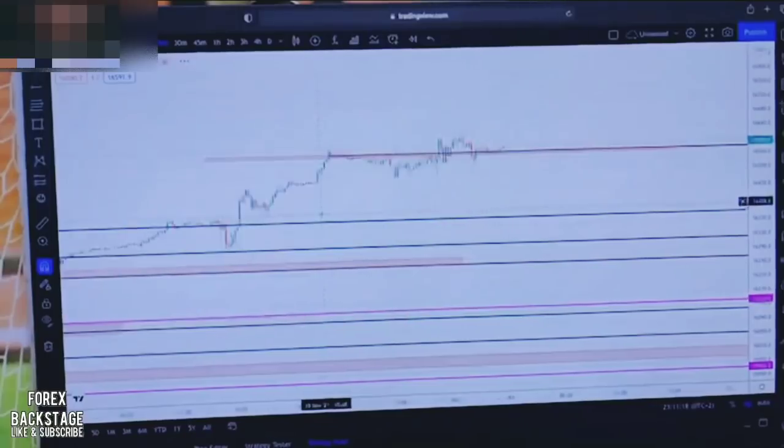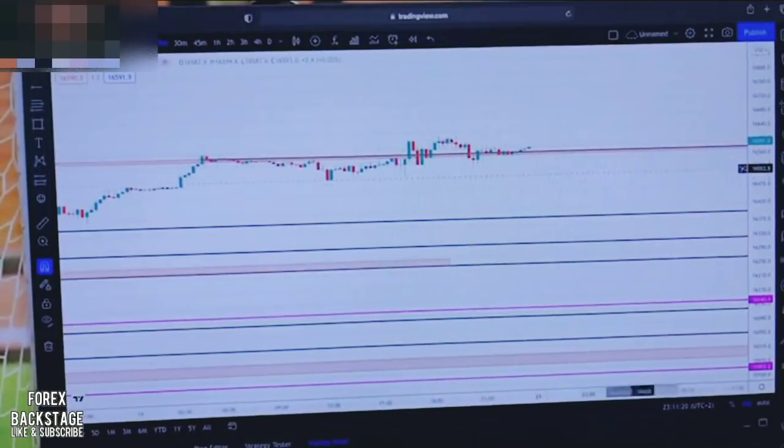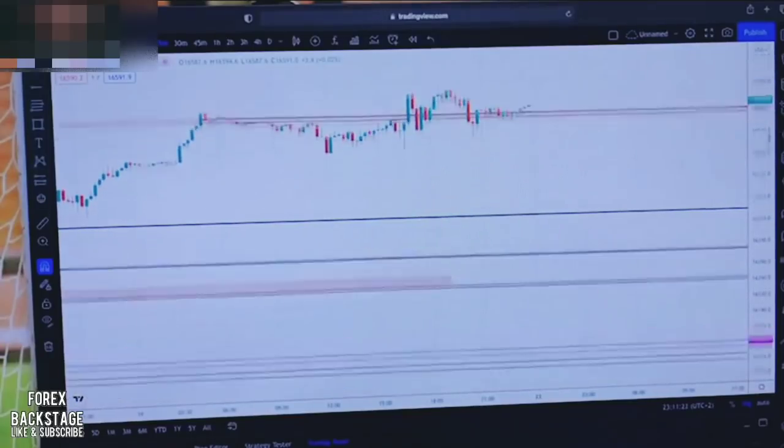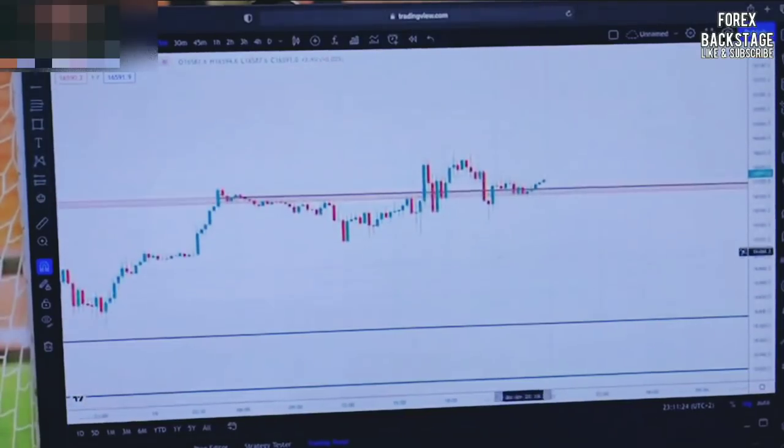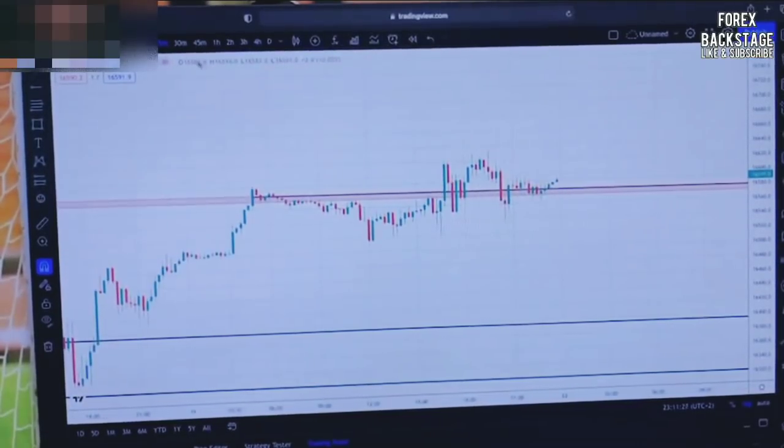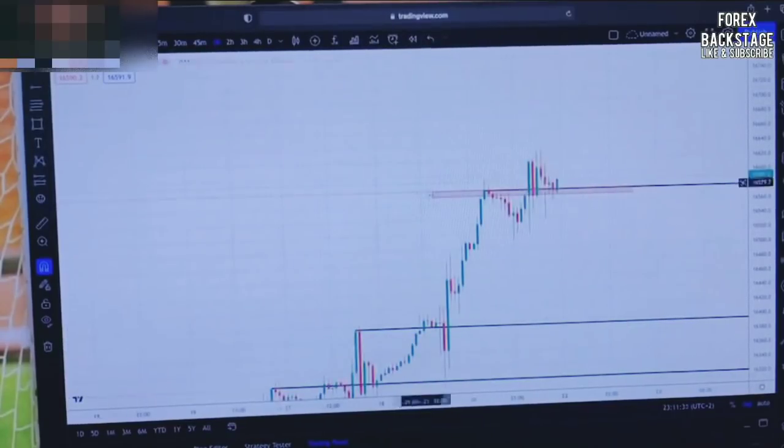You guys can see that. Let me just zoom out. Yeah, you guys can definitely see that. Obviously, okay. Guys, I'm sorry, I'm going to go back to 1 hour. I'm sorry about that.